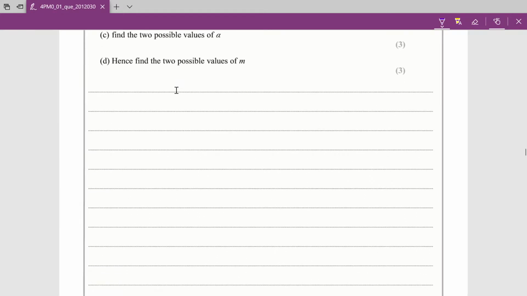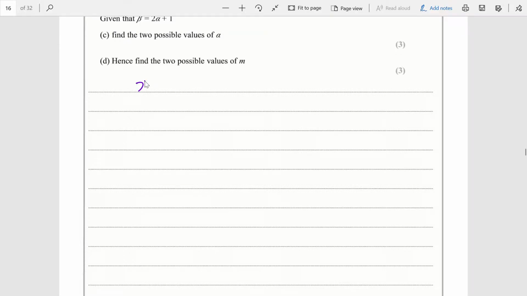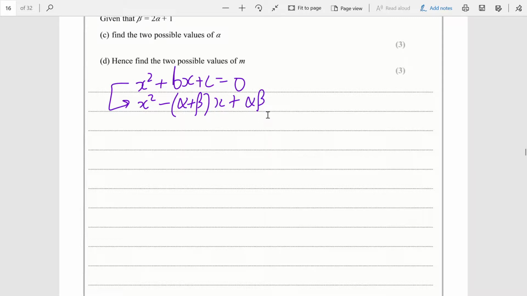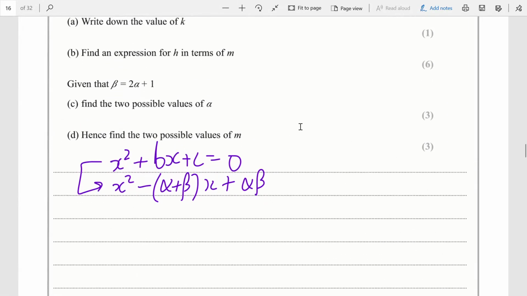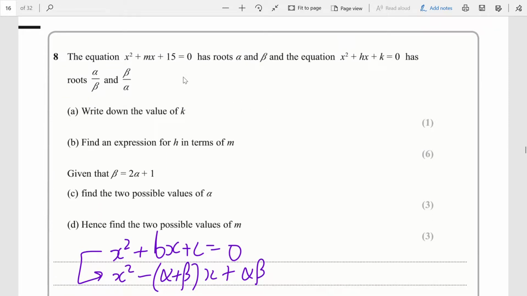And what you know is, for any equation x squared plus bx plus c equals 0, where there's no a because a is 1, this equation will be equal, in terms of the sum and product of its roots, to x squared minus alpha plus beta x plus alpha beta. And if I zoom in a bit here, you may notice that this gives us the information, for example, that m is going to be minus alpha plus beta, 15 is alpha beta, and so on and so forth.